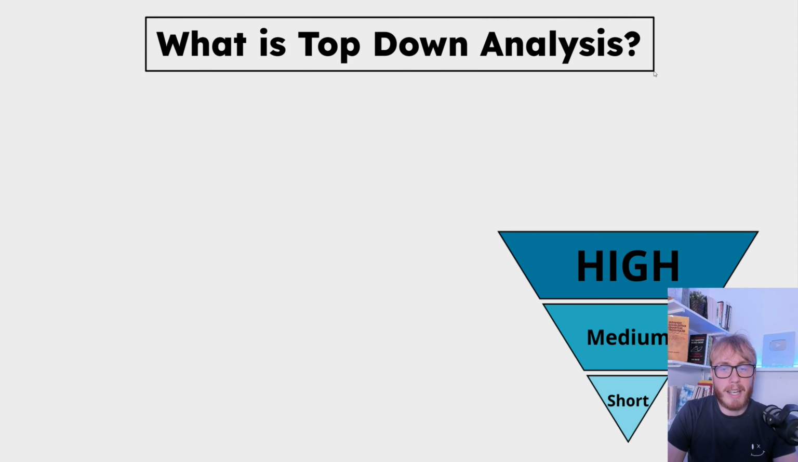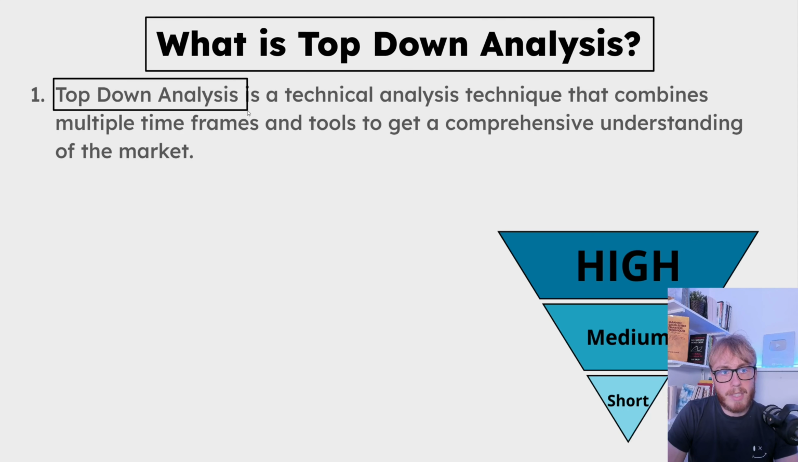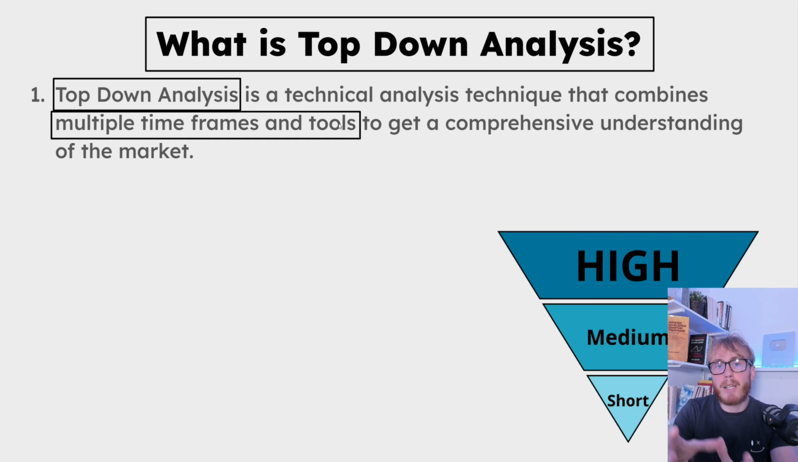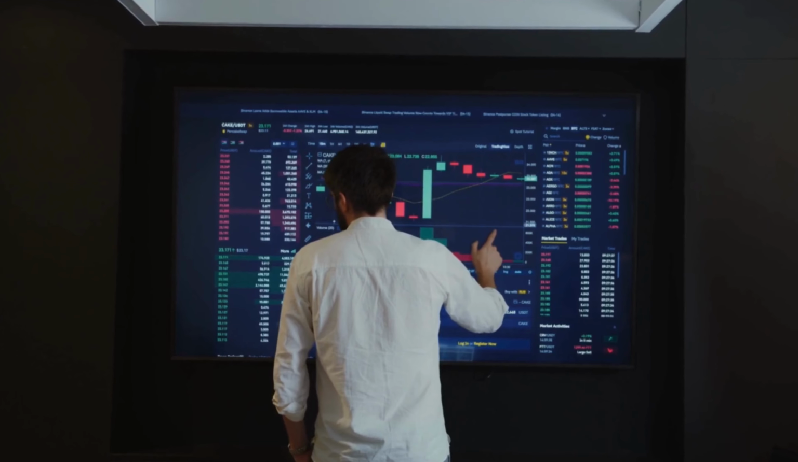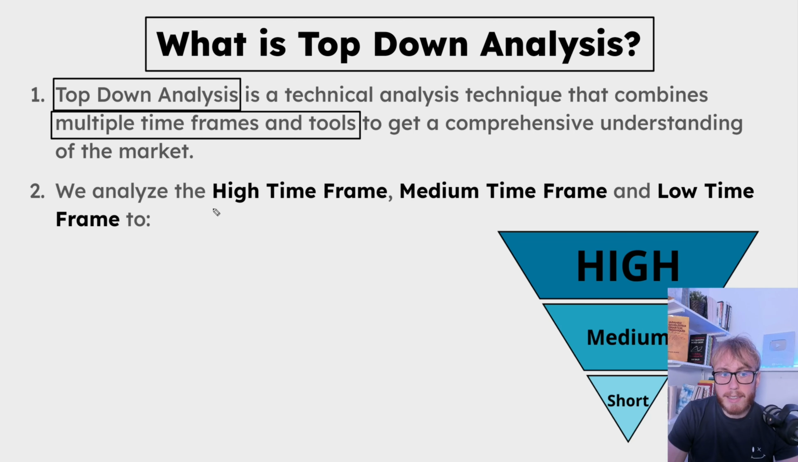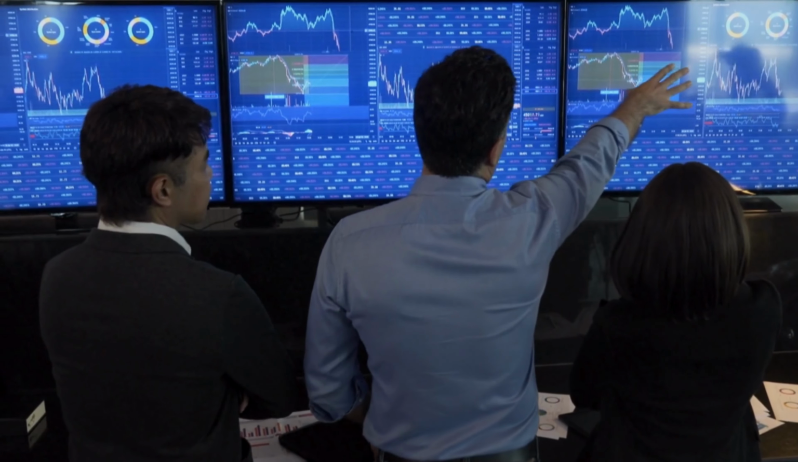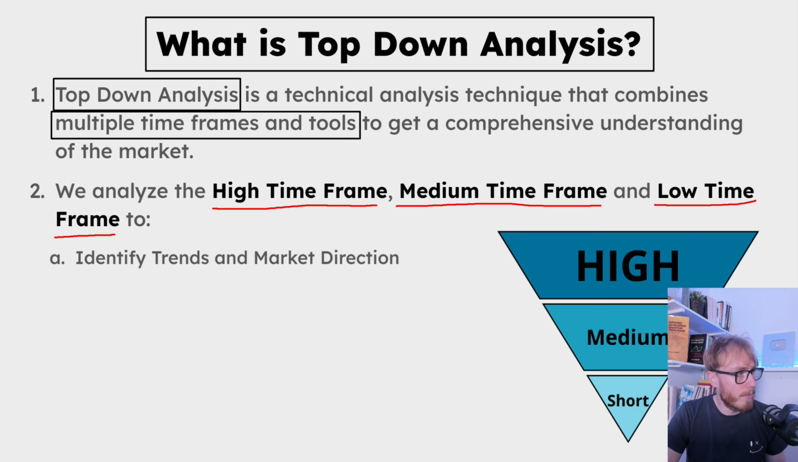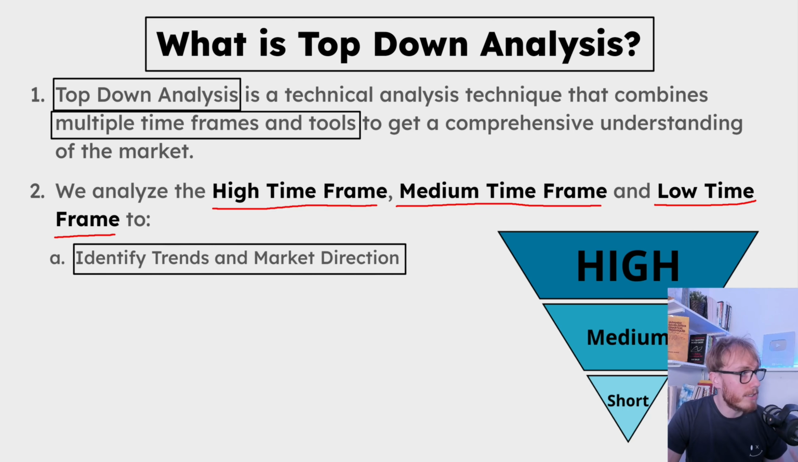What is top-down analysis? Well, top-down analysis is a technical analysis technique that combines multiple time frames and tools, and we will talk about both the time frames and tools we can use here. We use multiple time frames and tools to get a comprehensive and deeper understanding of the market. To simplify, we analyze the high time frame, the medium time frame, and the low time frame in order to look out for different kinds of signals, like, for example, identifying trends and market direction.